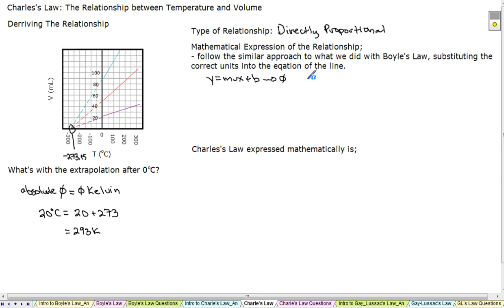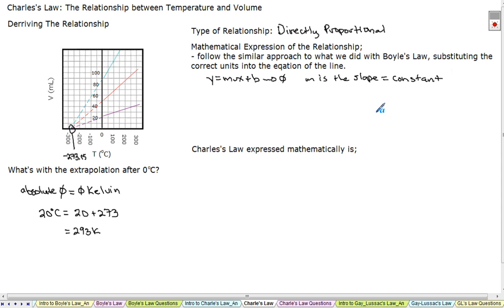And our m is the slope, and the slope is not changing along the line. So because it's not changing, we're going to say it's constant.